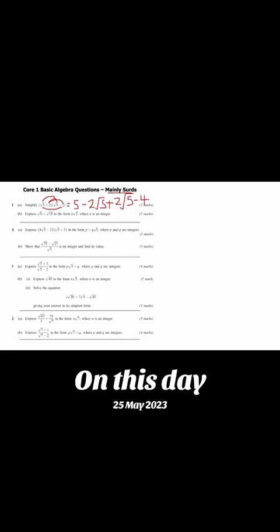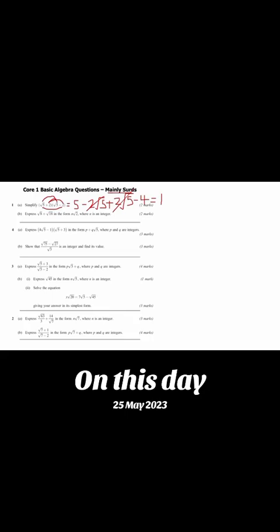Okay, so collecting like terms, they're going to cancel. 5 take away 4 is equal to 1. So this one's like a special case here. This one's expanding brackets involving the difference of two squares.